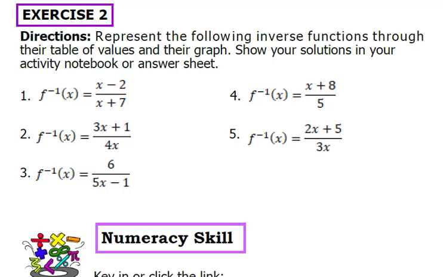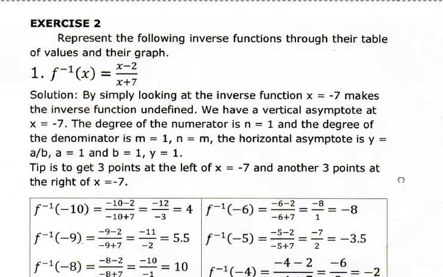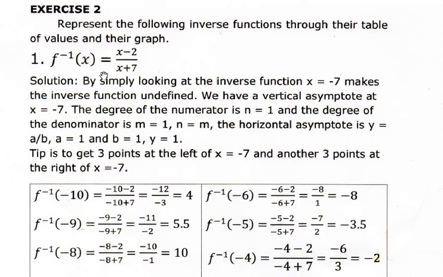F inverse of x equals x minus 2 all over x plus 7. For the solution, by inspection, since we have a numerator and denominator, this f inverse function has to be defined. But take a look at x plus 7 as the denominator. If x is negative 7, that is negative 7 plus 7, that makes it 0. And at that point, the function is undefined. So we have a vertical asymptote at x equals negative 7.